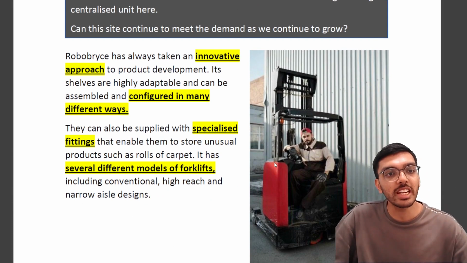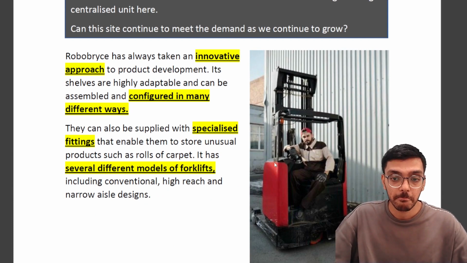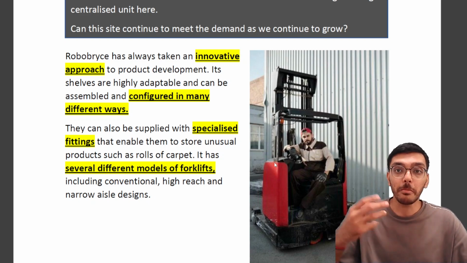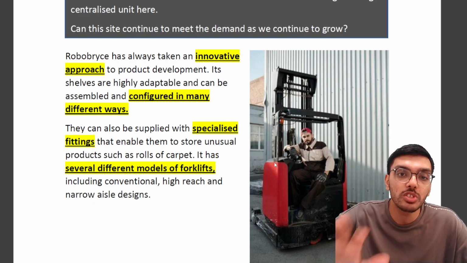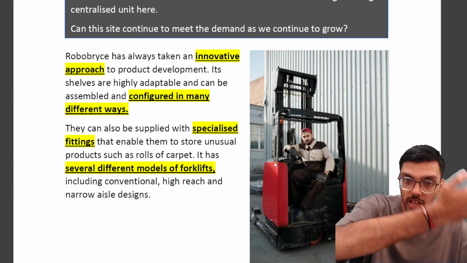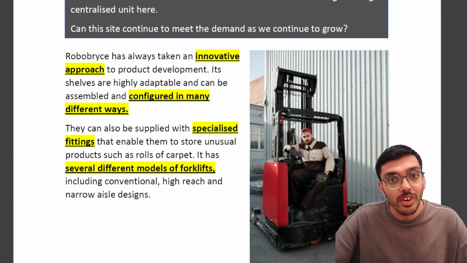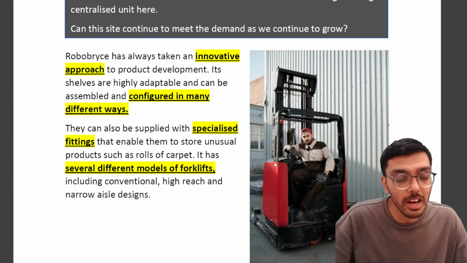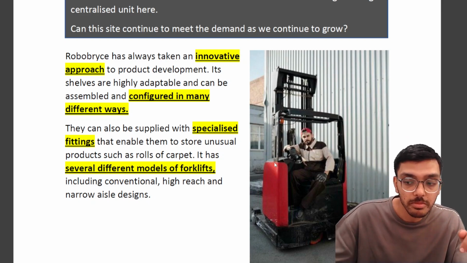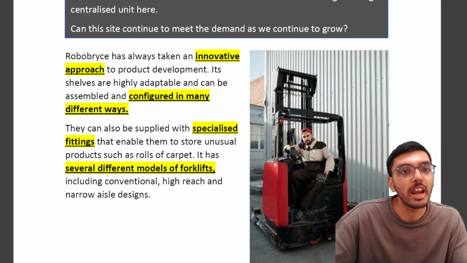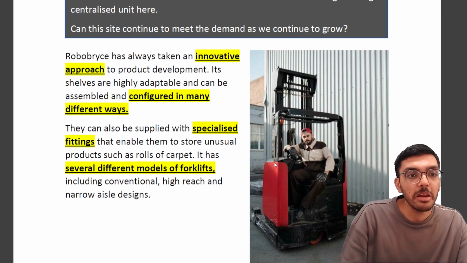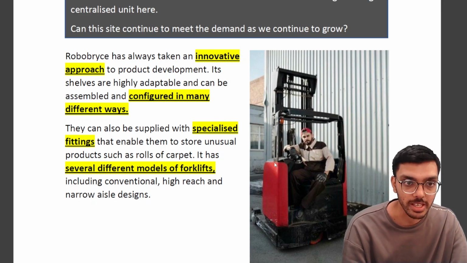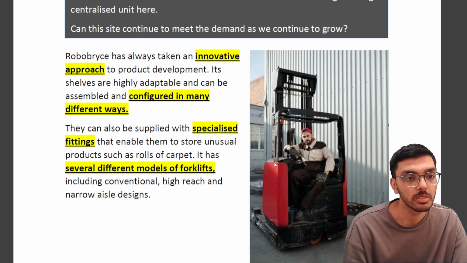Robobryce has always taken an innovative approach to product development. So very good competitive advantage for my company, because I have already focused on research and development. And in my industry analysis, we have already seen the importance of research and development for this particular industry. So its shelves are highly adaptable and can be assembled and configured in many different ways. Our product is adaptable. They can also be supplied with specialist fittings that enable them to store unusual products such as rolls of carpet.